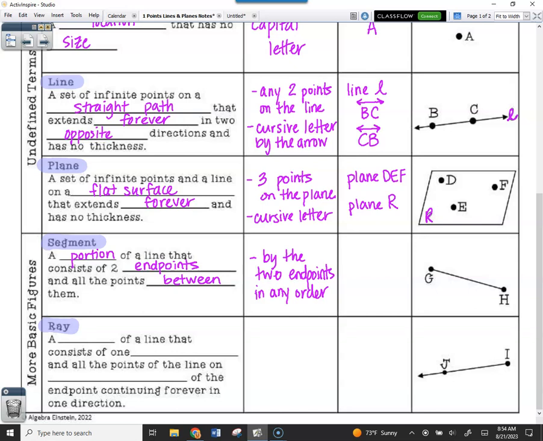However, you do need to make sure that if you're talking about starting at G and ending at H, you would name it GH or HG, either one. Okay? So we would call this GH or HG, and now above it, we don't draw the one with the arrows because that would mean line. We just draw this.